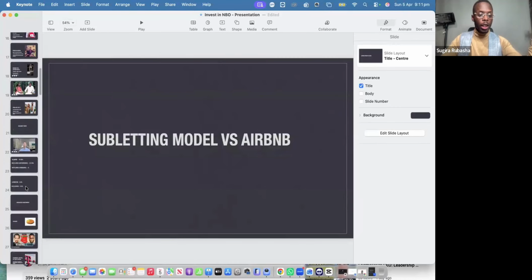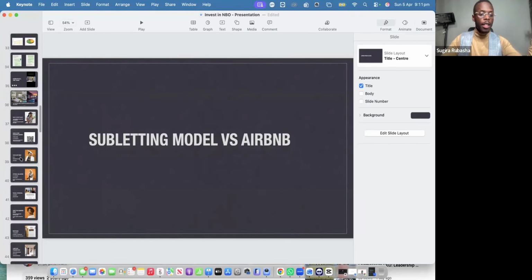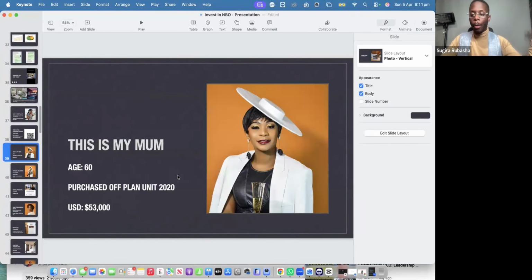I'll just show you quickly. A quick example of that is, this is my mum. So what she did a little bit different to the model I'm going to go through with you guys. She bought that place. She's 60 years old, even though she looks like she's 25. She purchased an off-plan unit in 2020 for 53,000 US dollars. So off-plan unit, and she put a down deposit only, which was about 20,000 Australian dollars. So probably comes out to about even 15,000 USD.